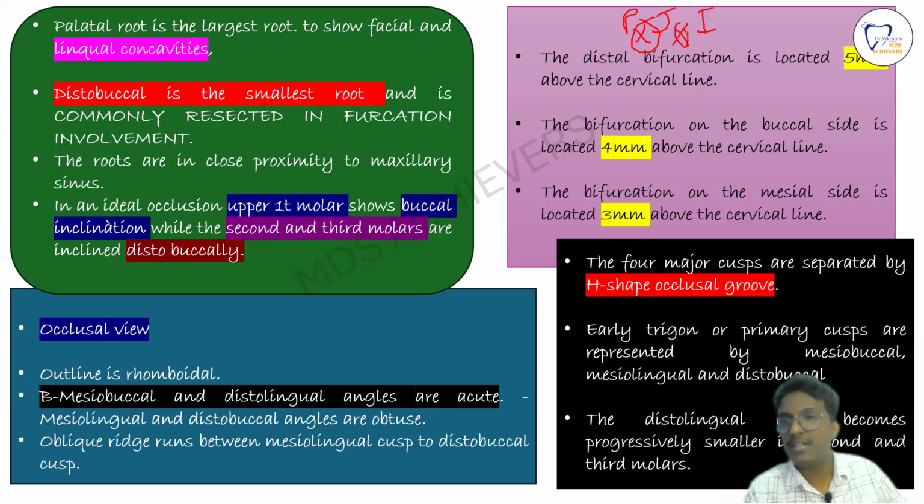The distal bifurcation is located 5 millimeters above the cervical line, and the bifurcation on the buccal side is located 4 mm above the cervical line, and the bifurcation on the mesial side is located 3 millimeters above the cervical line. Four major cusps are separated by an H-shaped occlusal groove, and the primary cusps of the early trigon are the mesiobuccal, mesiolingual and distobuccal, and the distolingual cusp becomes progressively smaller in the second and third molars.